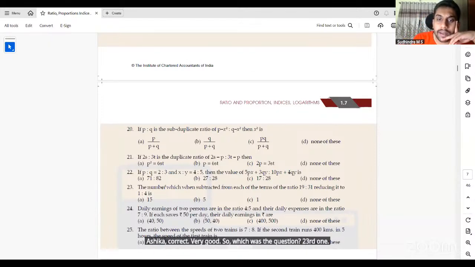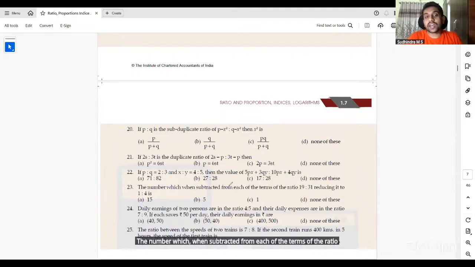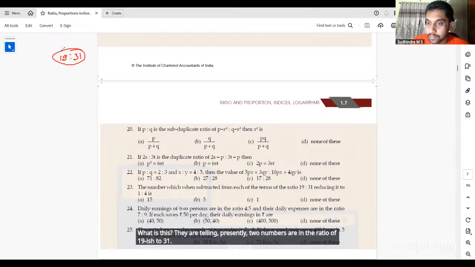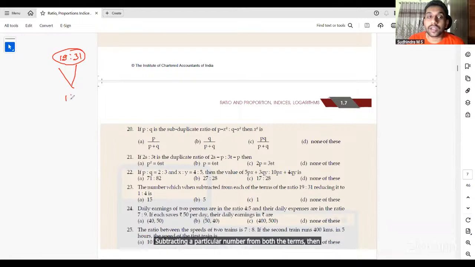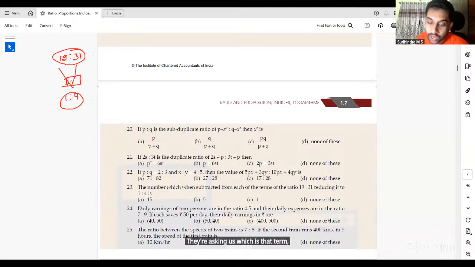The 23rd one. The number which, when subtracted from each of the terms of the ratio 19:31, reduces it to 1:4. What is this? They are telling us presently two numbers are in the ratio of 19:31. Subtracting a particular number from both the terms, the numbers would become in a ratio of 1:4. They're asking us which is the number that you are subtracting.